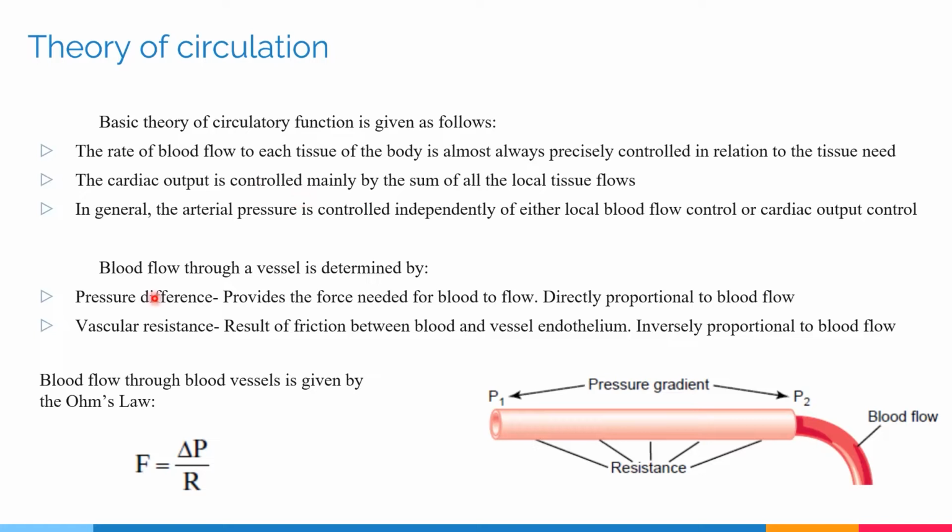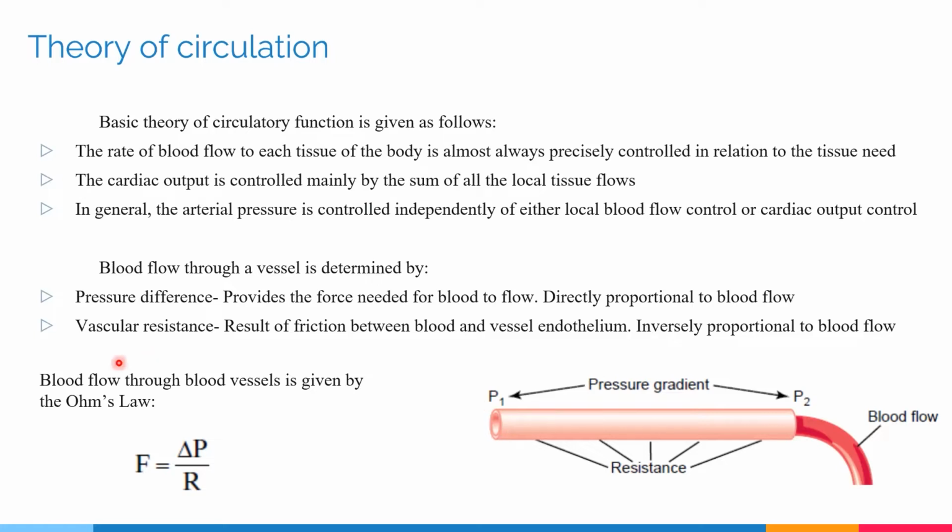Next, we move on to blood flow and how blood flow is determined by various factors. Blood flow is essentially determined by the pressure difference exerted on either end of a blood vessel, which provides the force needed for blood to flow. The rate at which blood flows is directly proportional to the pressure gradient, or the force applied on the blood to flow through it.